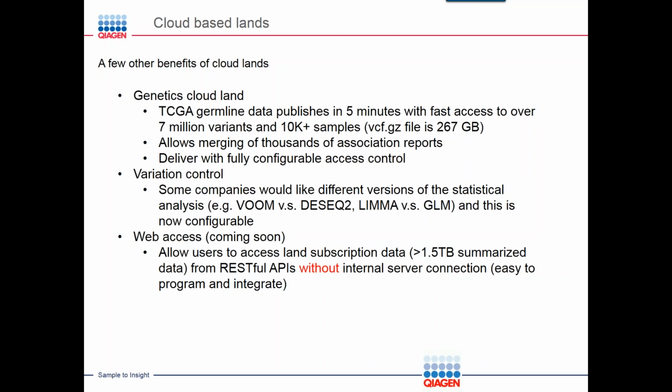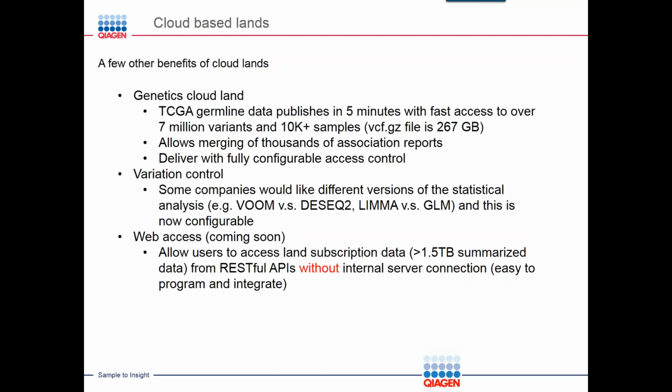Previously, downloading this file and starting to publish, we never tried it, but I think this is not something that can be done in 48 hours. Now it's 5 minutes. It also allows merging thousands of association reports and allows us to deliver these association reports, allowing the user to search through these thousands of association reports.